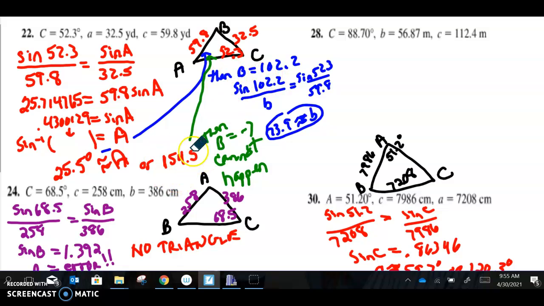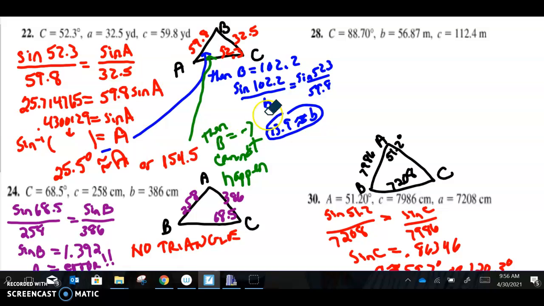Well, what if A was 154.5 degrees? I did the same thing. I did 52.3 plus 154.5, and I was already at 187 some degrees. So there can't be another triangle, okay? B would have to be -7. That can't happen. So then I was like, good, there's only one triangle. We go along and solve it the rest of the way, just as you did your other problems, okay?